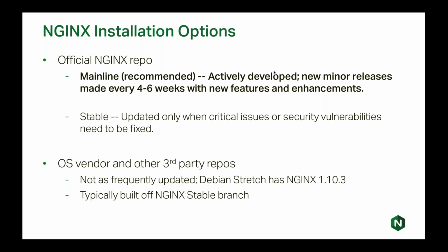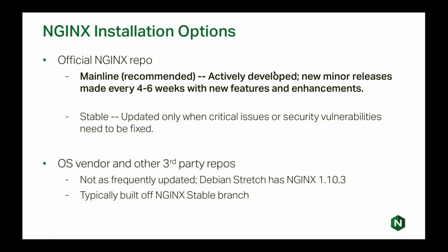Of the two, we typically recommend people use our official repo, because we actively develop on our official repo, so you're getting the latest security enhancements, features, and whatnot. If you're using a third-party repo, you can be using older software. Debian Stretch, for example, which is the newer OS in general, still has a fairly old version of NGINX, version 1.10.3 last I checked, which was released on January 30th, 2017, so about a year and a half ago. So you're running older code in a lot of cases if you're using an OS vendor repo.